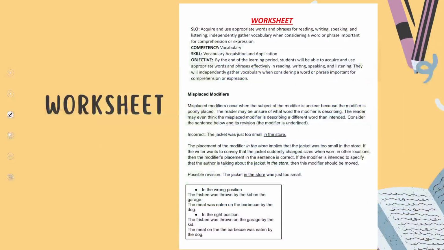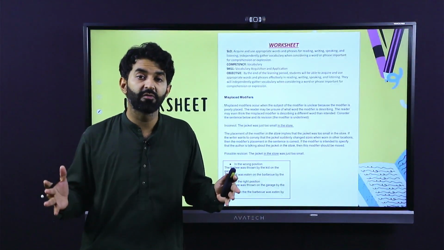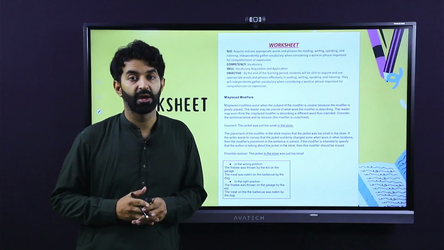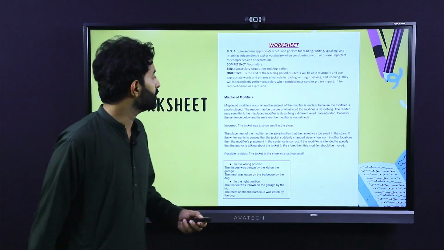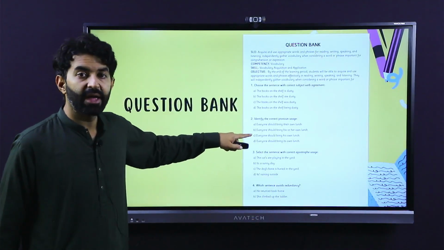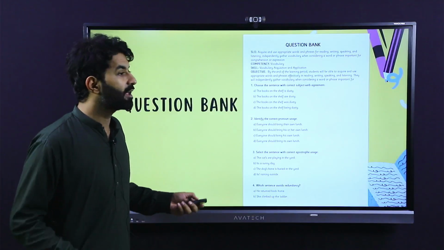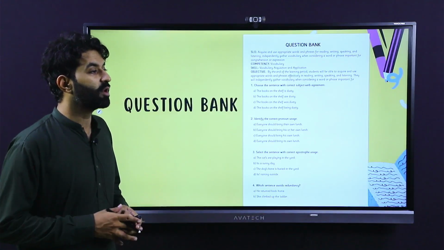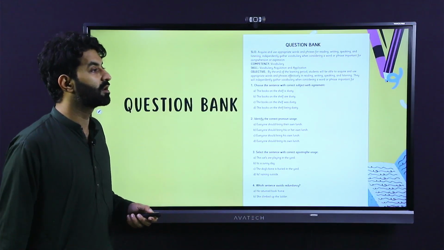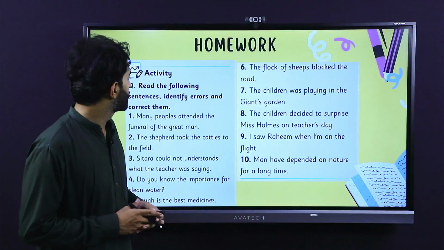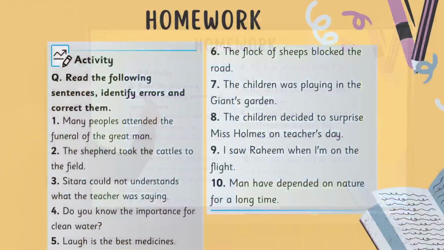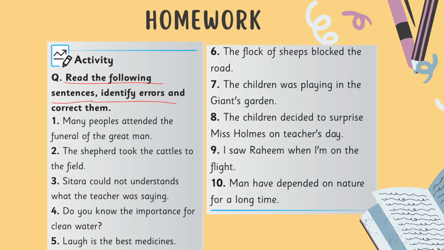Here is your worksheet where you can read the instructions, and then on the second page you can find so many different sentences with modifier mistakes. The modifiers are misplaced. You need to place them correctly. This is your question bank attached with your resources. Now till now, can we take some questions? If anybody has any question, that is very warmly welcome. Here is your skill sheet attached with your resources. For your homework, you need to read the following sentences, identify errors and correct these errors.